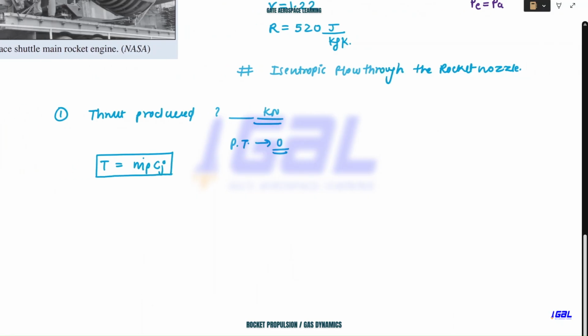The challenge now is calculating the Cj. Another challenge is to calculate the mass flow rate of the propellant. So this is the challenge. How will you calculate the Cj?